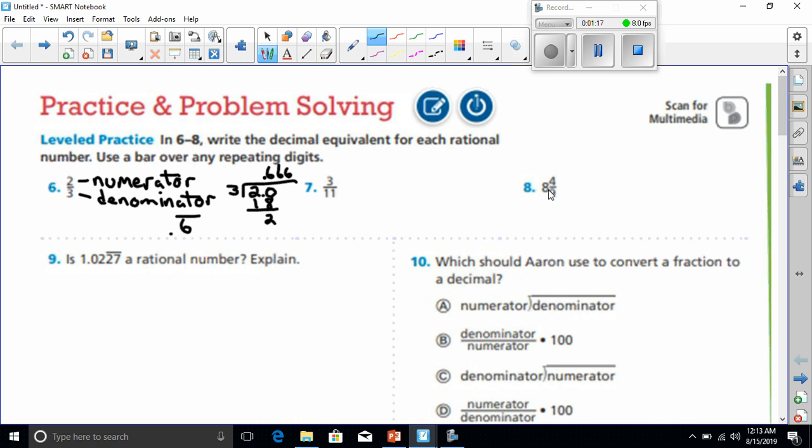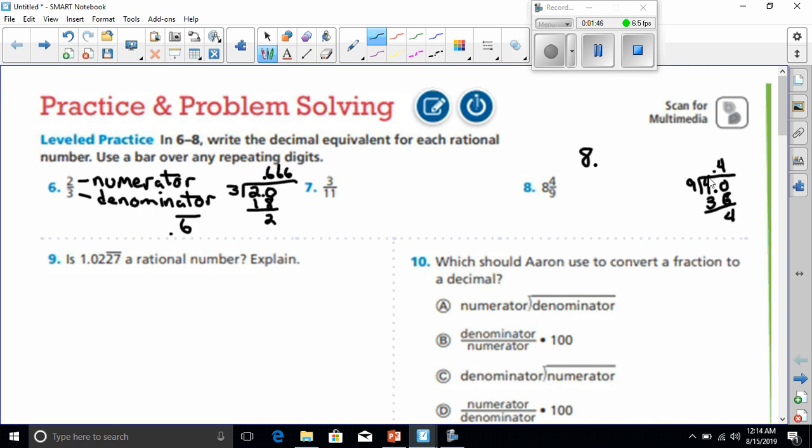Number 8. This time we have 8 and 4/9. Well, we can do this by realizing that 8 is still going to stay the same. 4/9 is basically 4 divided by 9. And if we do that, we realize we have to take our decimal, put it there, bring it up. 9 goes into 40. Well, 4 times, right? Because that'll give us 36, and that'll give us a remainder of 4.